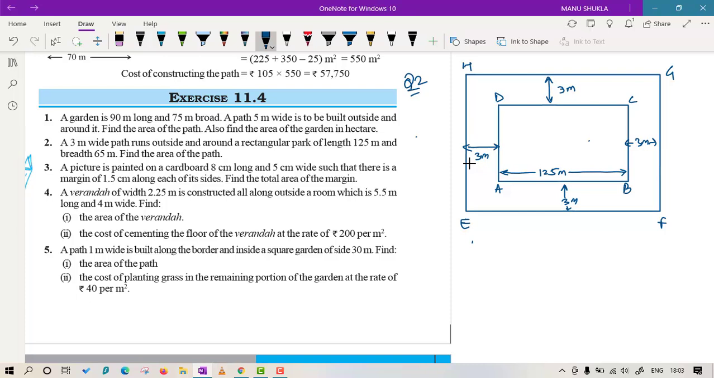Again it is the same question. I hope you can do it on your own because everything is the same. I will just help you in finding the dimensions. That's it. Find the area of path. Same question and much easier than the previous one.